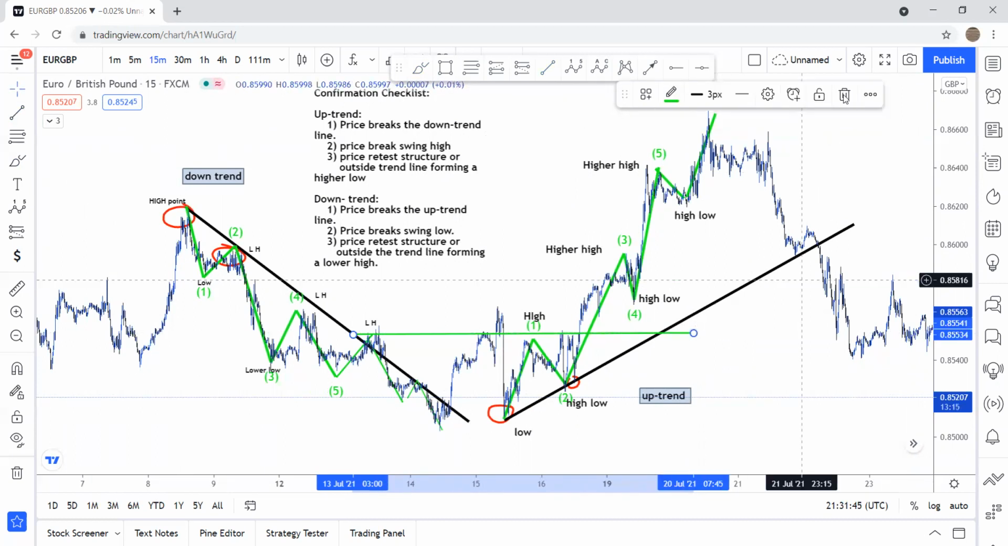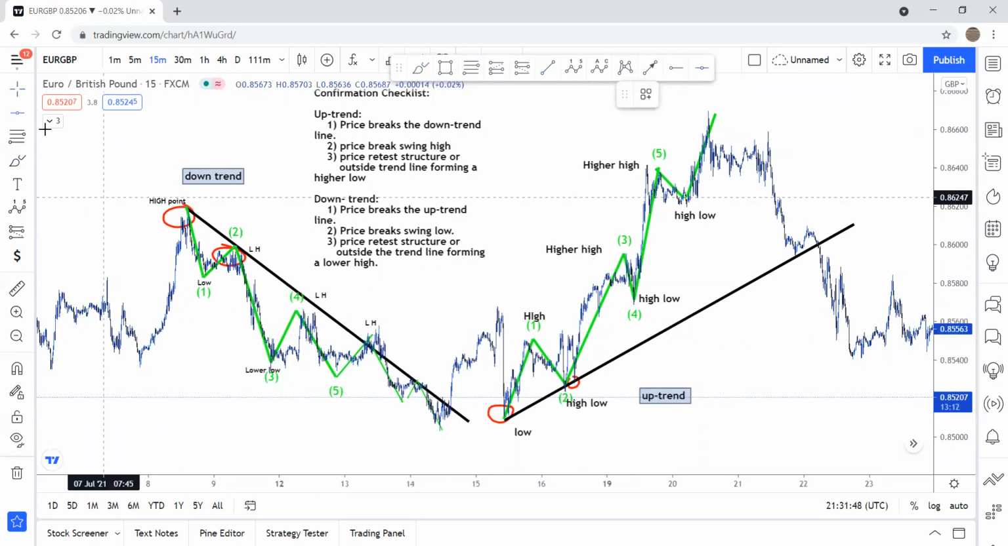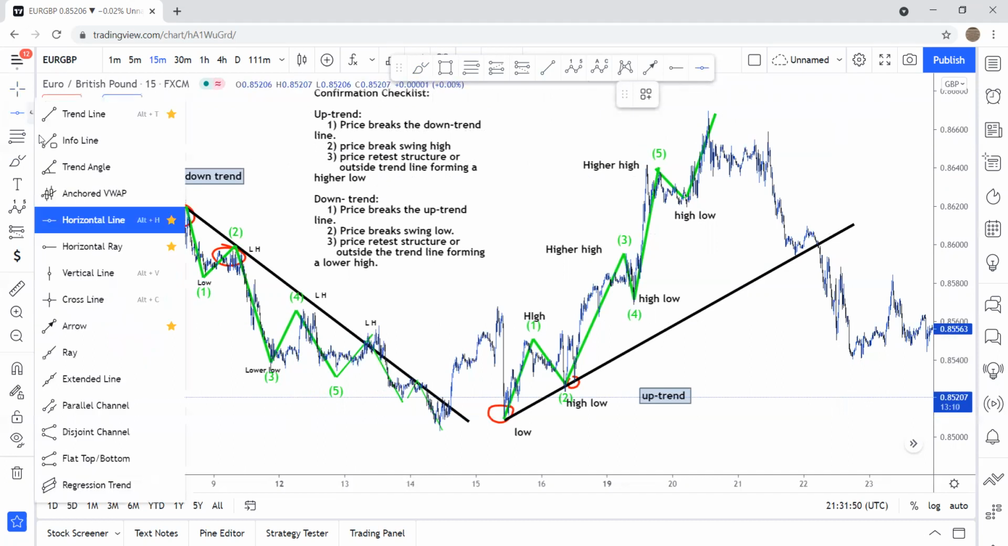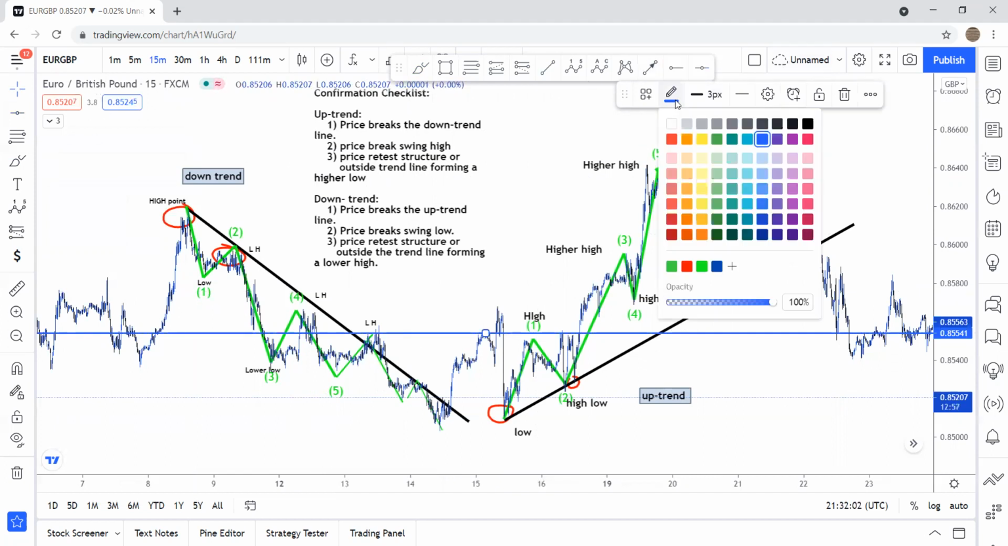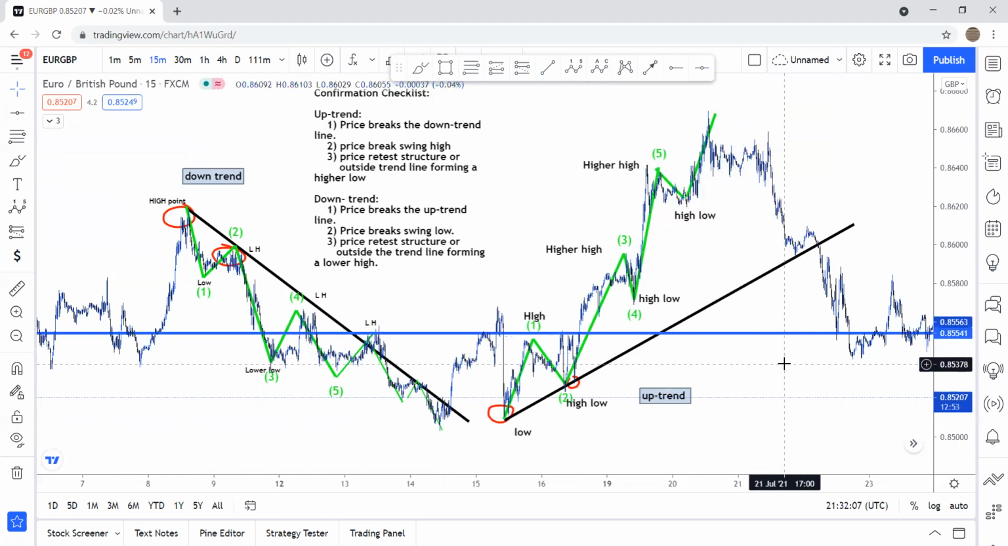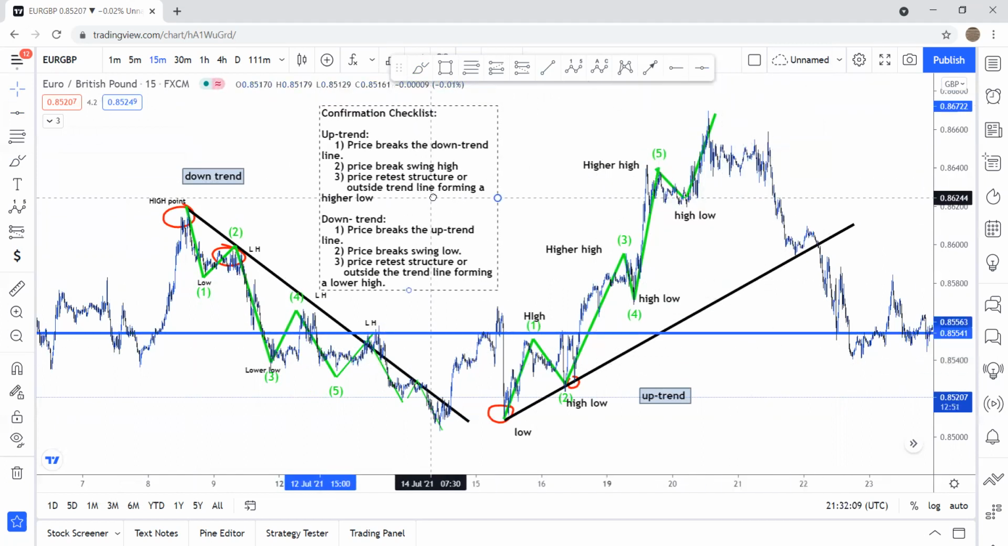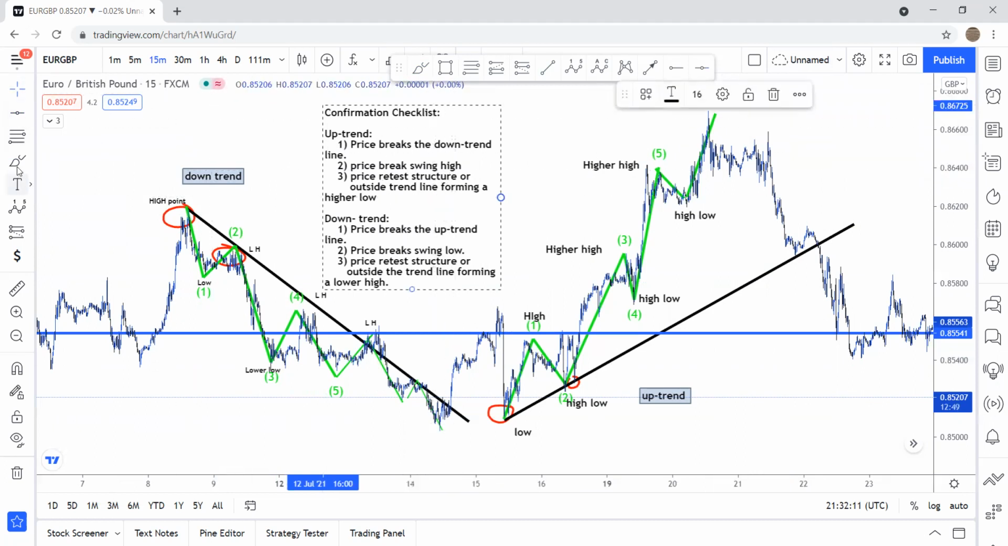What you could do is put a horizontal line. How do you get the horizontal line? You go here, horizontal line, right? So you're just going to put a line right there. Yeah, we could leave it blue, but I'm going to thicken that line so we can see it. Now, step one, let's review again. Step one.